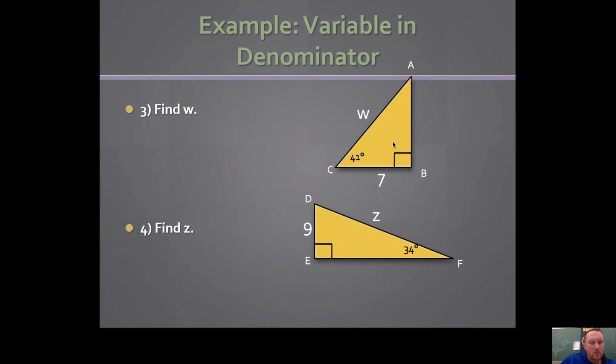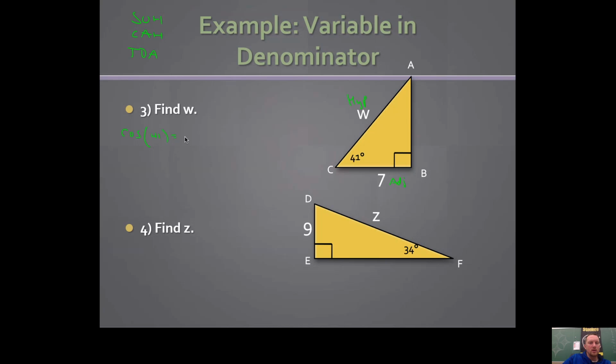We have a right triangle. We have an acute angle. This is our adjacent leg. This is our hypotenuse. Remember, SOH CAH TOA tells you which trig function to use. We have an adjacent, we want the hypotenuse. Adjacent hypotenuse is cosine. So we're going to use cosine on this one.